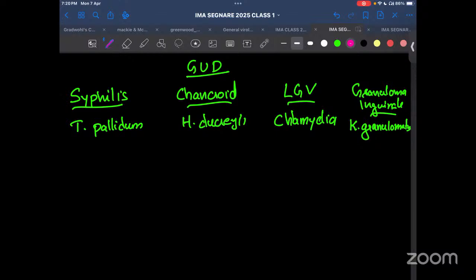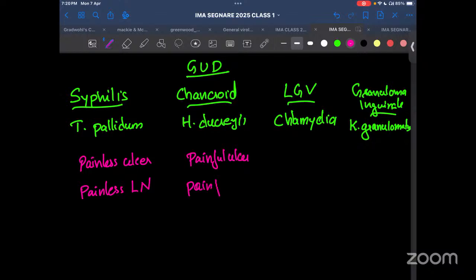Painless ulcer and painless lymphadenopathy, that is a typical feature of syphilis. Now, for chancroid, the ulcer is a painful ulcer and a painful lymph node. Both are painful. That is the typical specialty of chancroid. For syphilis, both ulcer and lymph node are painless.